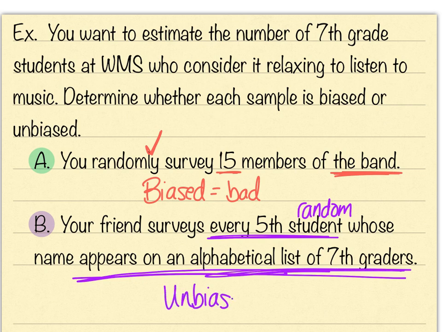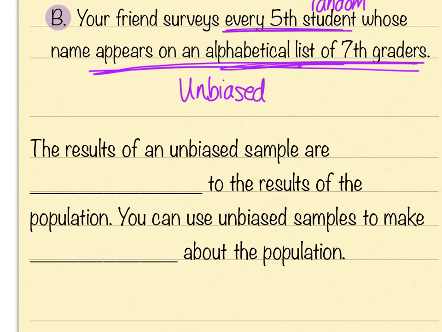It's large enough. Everybody had the ability to get picked, unlike the last one where only the band members could get picked. Everyone had the opportunity to get picked. It's large enough. This is done randomly, and it's unbiased. So assuming we have our unbiased samples, we can use those results because the results are going to be proportional.